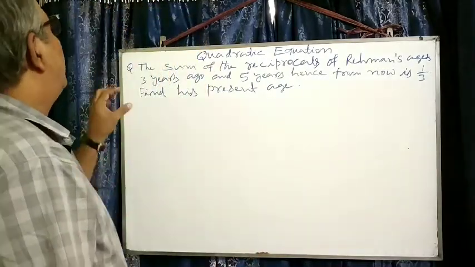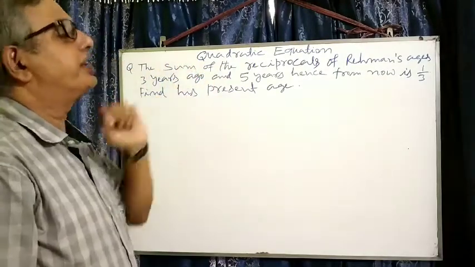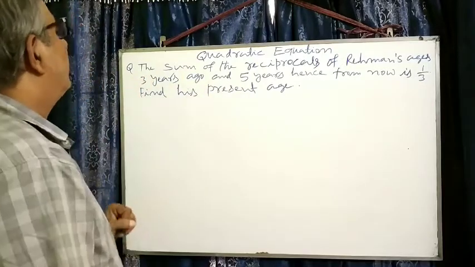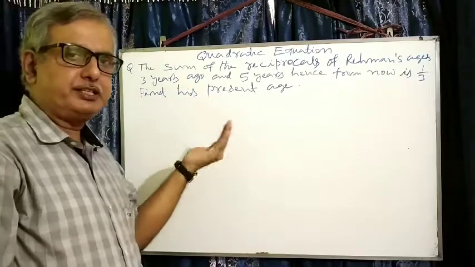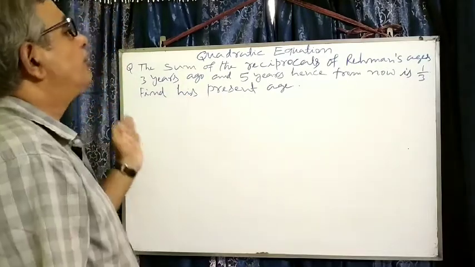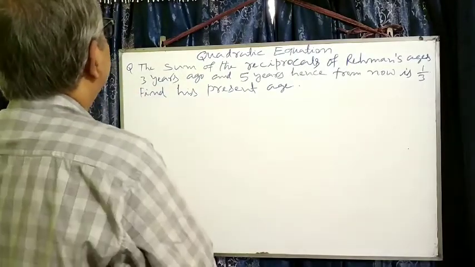You see, I have selected a question from quadratic equation, word problem. First of all, you read the question nicely, translate it into the form of a linear equation, and then you solve and get the answer. Here you see the sum.